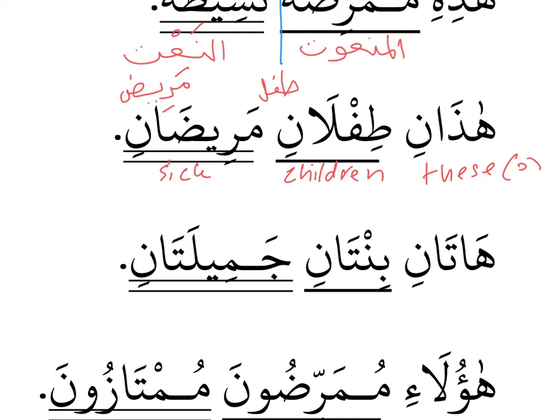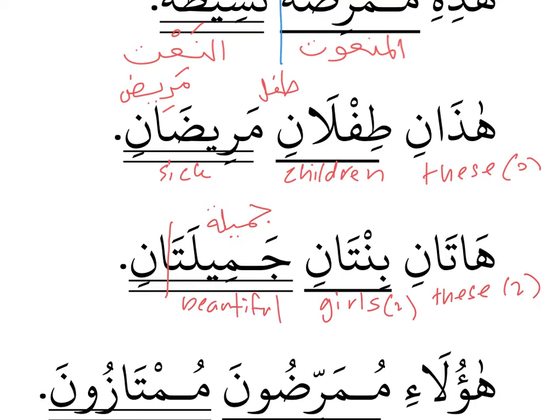We go to example number 4. Hatani bintani jamilatan. Hatani, this is for two. These two are bint. Bint is a girl. So here we have the alif and nun. Here it means these are two girls. So what is the adjective for the two girls? They are jamilatan. This is from the word jamila, which means beautiful. So this is the adjective, jamilatun.